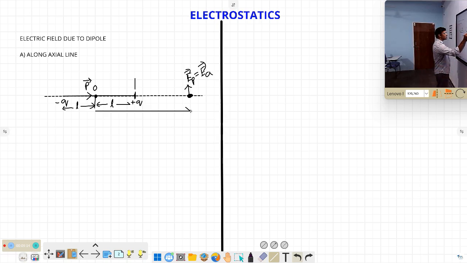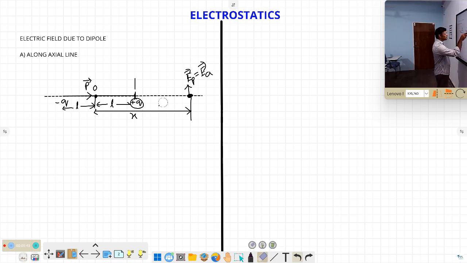This is the distance of that point. So what is the distance of this one? You take the point at a distance x from the center. In this case, the first charge, which is the positive charge, is at a distance of, how much? That is x minus L.